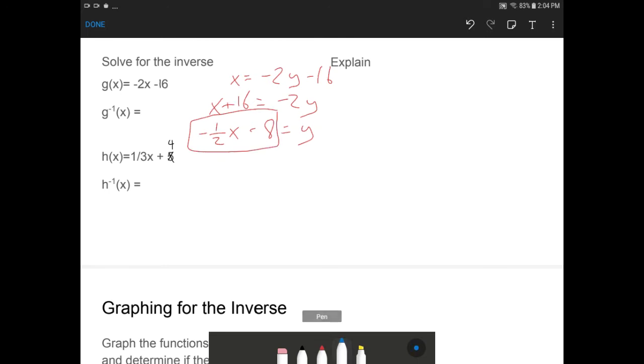For this one, it's going to be x equals 1/3 y plus 4. So x minus 4 equals 1/3 y. Then it's going to be 3x minus 12 equals y. That's the inverse.